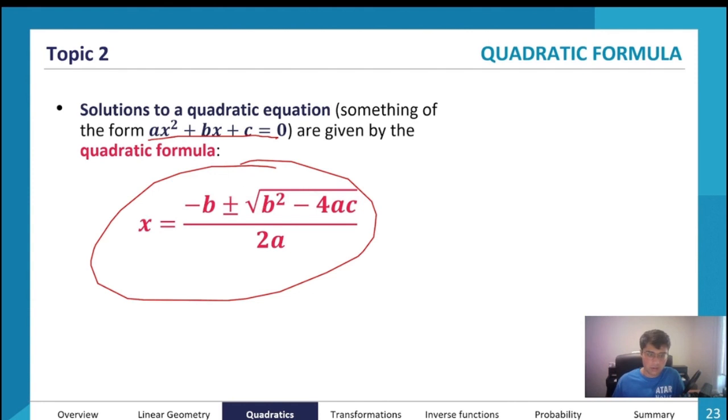So the way we use this, it's the same way we use any other formula. We have our A term, B term, and C term in our quadratic. We just substitute those into this formula.